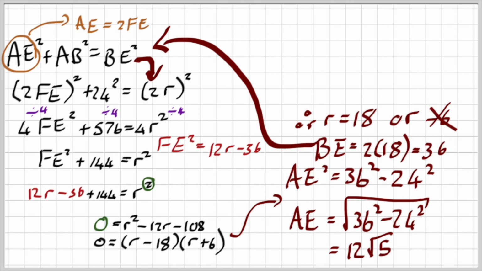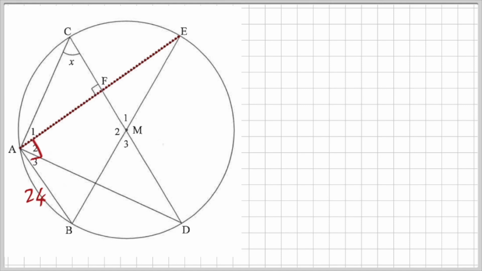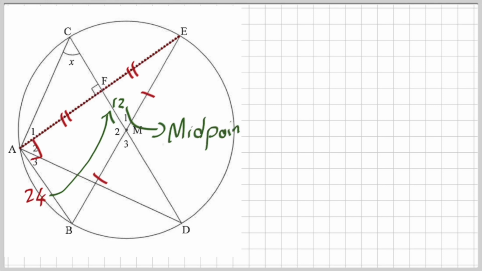But isn't there an easier way? And there was, ladies and gents. If I look at the information that was given to me, first of all, AF is equal to FE. So F is the middle of AE. We also know that M is the middle of BE. So M is the midpoint. Grade 10 triangles, ladies and gents. Therefore, FM must be a half of AB because of the midpoint theorem.